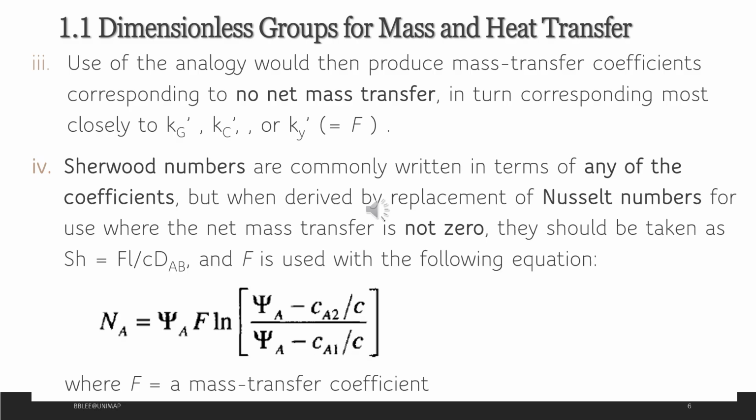So use of the analogy would then produce a mass transfer coefficient corresponding to no net mass transfer. In turn, corresponding most closely to k_G prime, k_C prime, or k_Y prime. Sherwood numbers are commonly written in terms of any of the coefficients, but derived by replacement of the Nusselt number. For use when the net mass transfer is not zero, they must be taken as a Schmidt number. So F is used for the following equation.